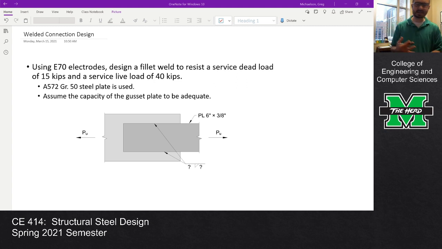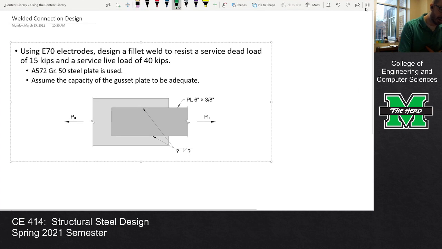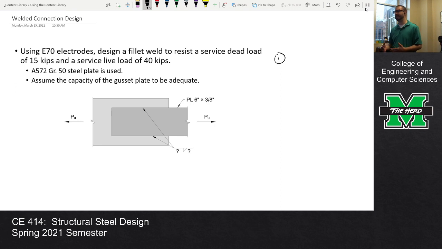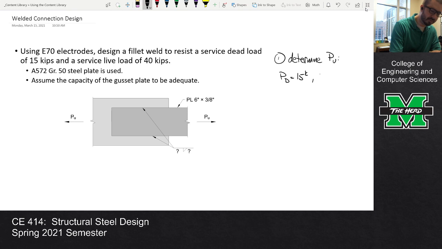Okay, so we're going to design this step by step, and I think you're going to find it's pretty simple. So start off, let's go to step one. Trying to be color coded here. So step one, we have a service dead load of 15 kips and a service live load of 40 kips. So we need to determine PU. So we've got P dead of 15 kips and P live of 40 kips. So therefore, PU is 1.2 dead plus 1.6 live.